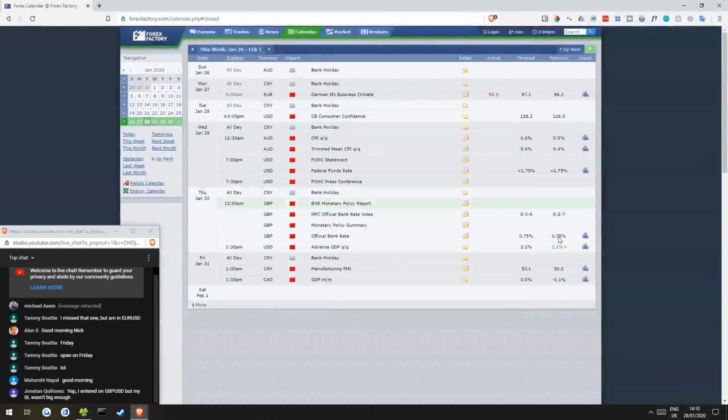Let's take a quick look at the news. Today, all we have is the CB consumer confidence, which is coming out in about 50 minutes. I'm not too worried about that. Tomorrow, before the next webinar, we have the AUD news, CPI and trimmed mean. Again, I'm not too worried about that. Then at 7 p.m. tomorrow evening, that's more interesting.